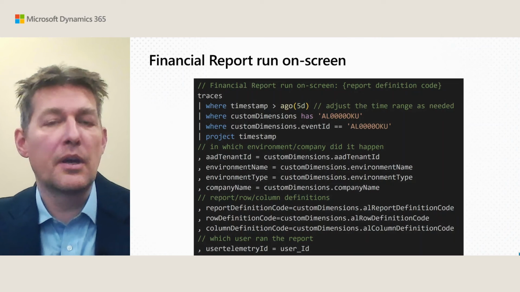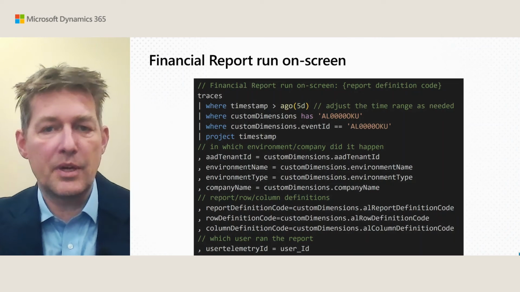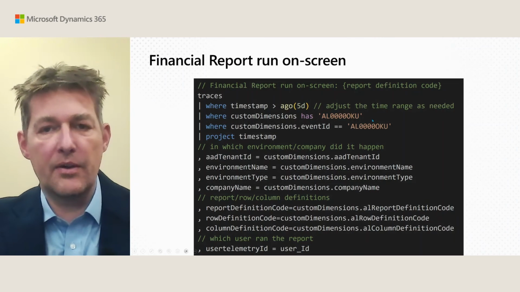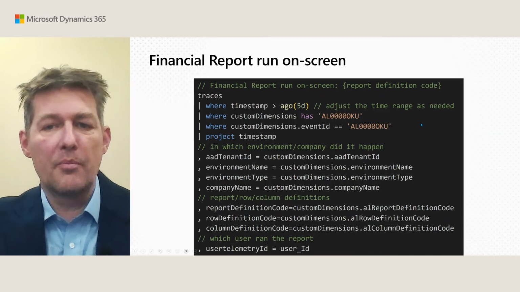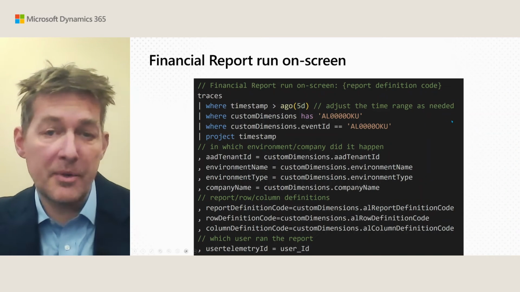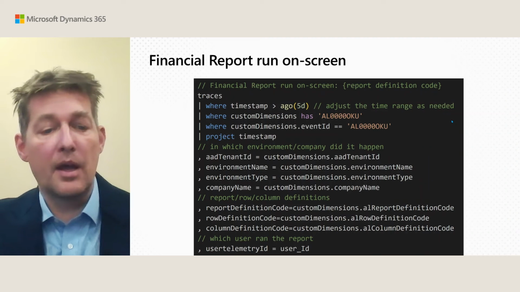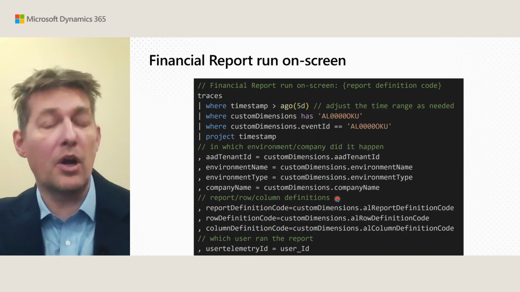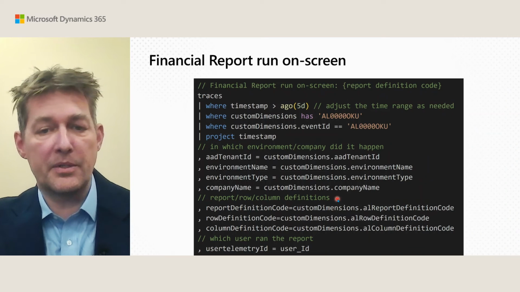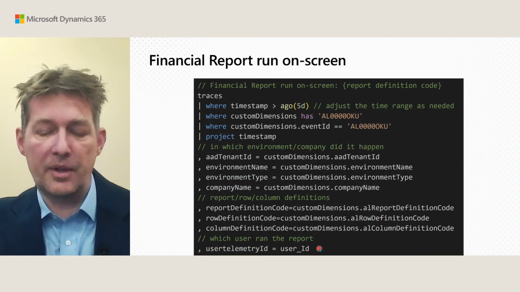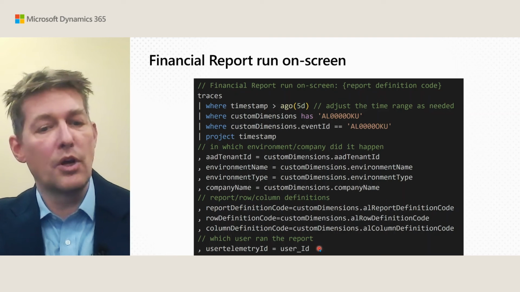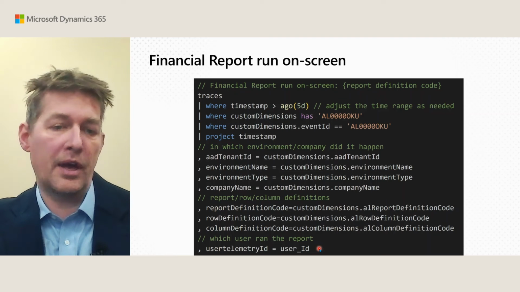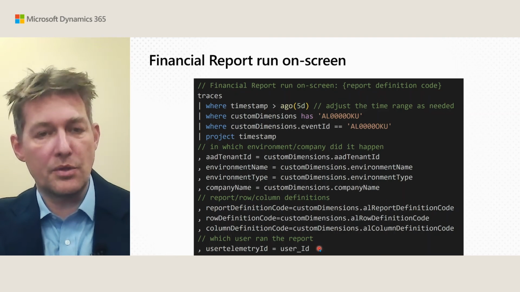The first financial report run on screen, you can see the event ID here. And basically it gives you in which environment did it happen, and then the context, like the report row and column definitions of that particular report. And with everything in telemetry, you also know who ran the report if you have set up the user telemetry ID.